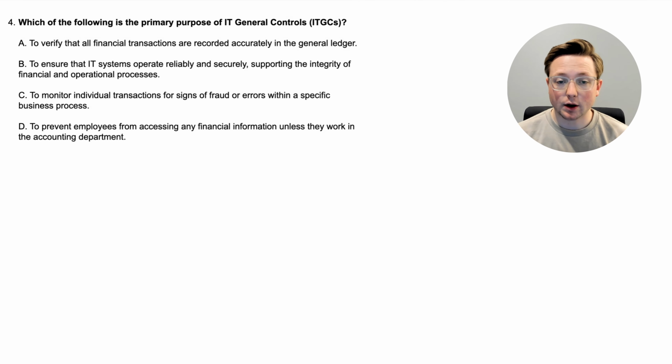Option A, to verify that all financial transactions are recorded accurately in the general ledger. Option B, to ensure that IT systems operate reliably and securely, supporting the integrity of financial and operational processes. Option C, to monitor individual transactions for signs of fraud or errors within a specific business process. Or option D, to prevent employees from accessing any financial information unless they work in the accounting department.